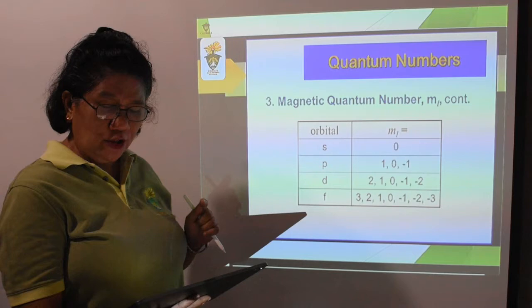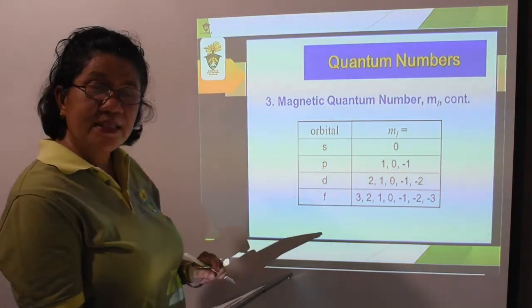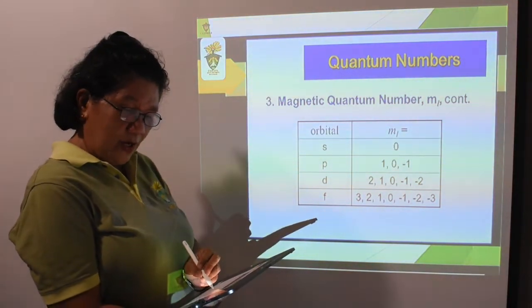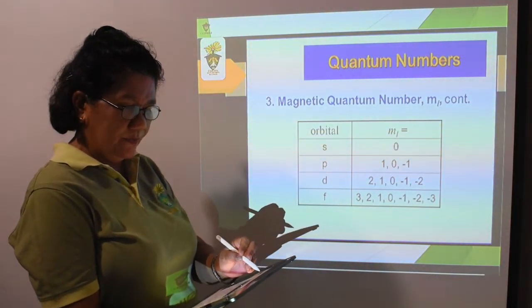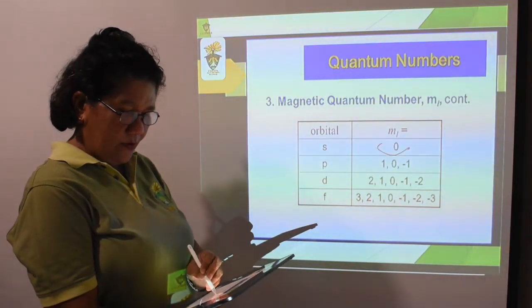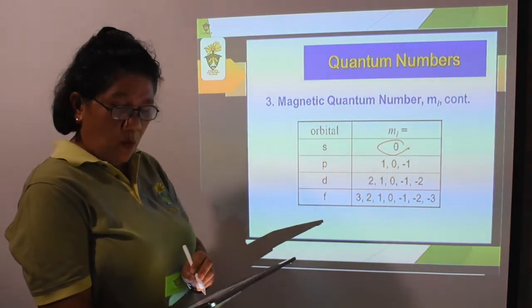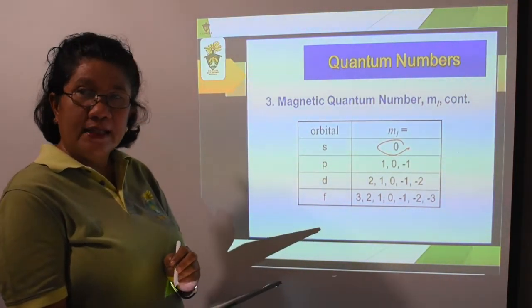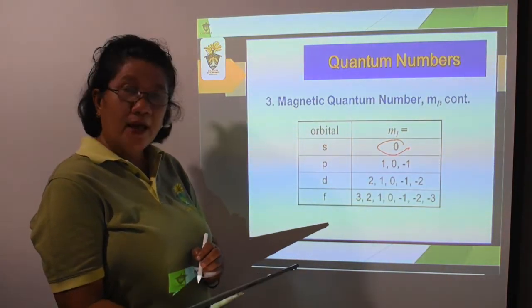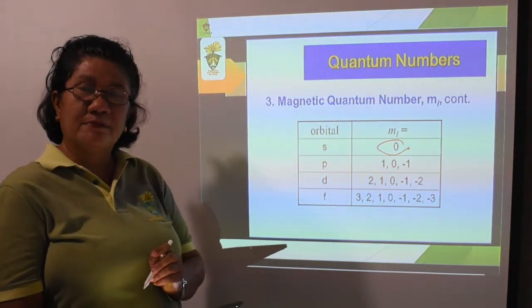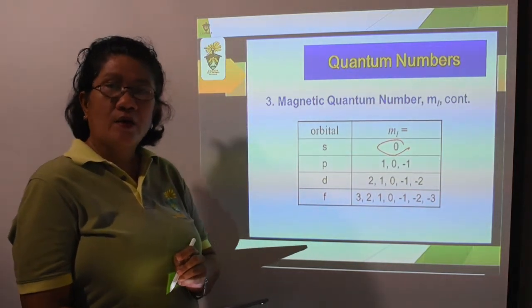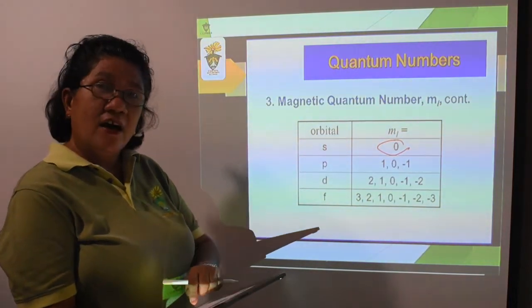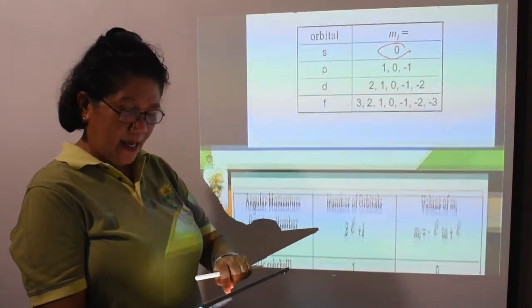So, let us look into the values of your quantum number. From this table, we can see that our S orbital will have a value of 0 for the M sub L. For the P, you have 1, 0, negative 1. For the D, that is 2, 1, 0, negative 1, and negative 2. And for the F, you will have a value of positive 3, positive 2, positive 1, 0, negative 1, negative 2, and negative 3. Those are the values of your M sub L.